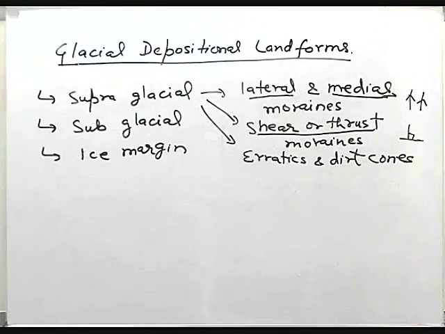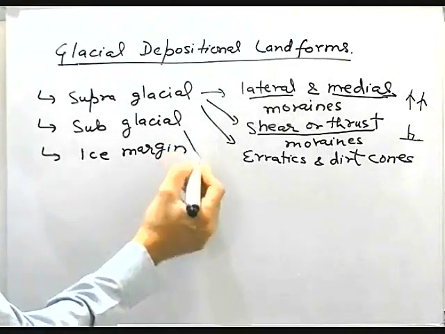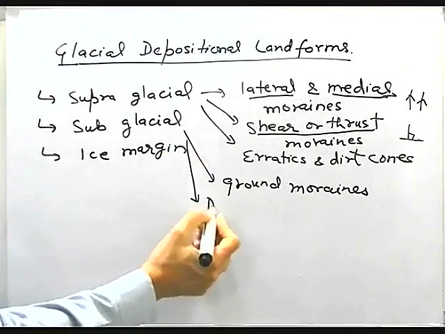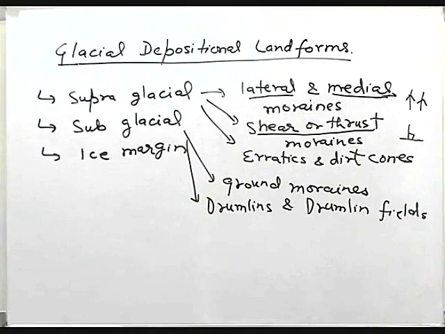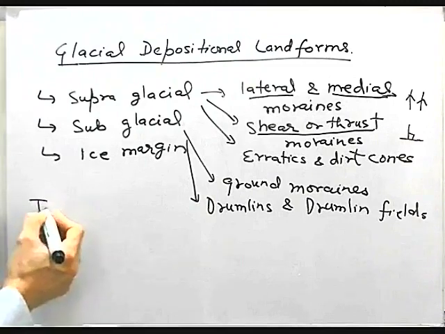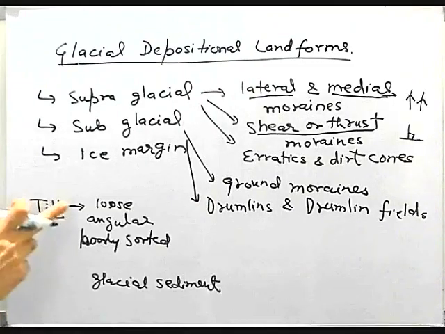Erratics are small and large boulders that are dispersed by the moving glacial ice. Now, the subglacial landforms include ground moraines, drumlins, and drumlin fields. So, ground moraines are sheets of glacial till, that is the glacial debris that is angular. Let me tell you over here that the till is basically loose, angular, poorly sorted glacial sediment.